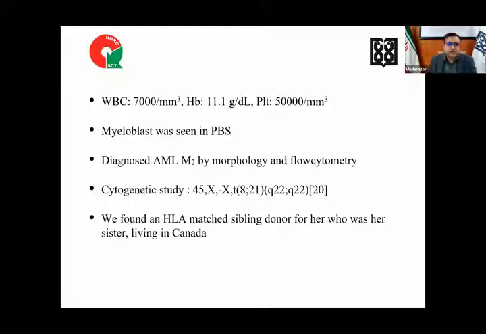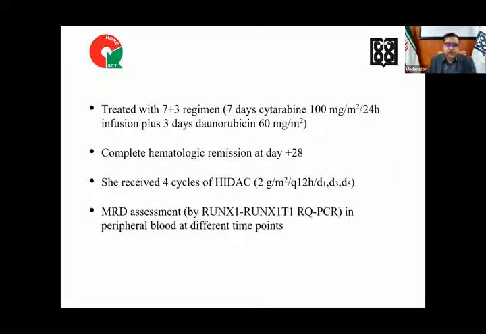We also conducted HLA typing for her, and we found an HLA matched sibling donor for her, who was her sister living in Canada. Based on the cytogenetic results, we approached her as a favorable risk de novo AML. The treatment was initiated with a 7+3 regimen, and we achieved complete hematologic remission 28 days after. Then she received 4 cycles of high-dose RSC.